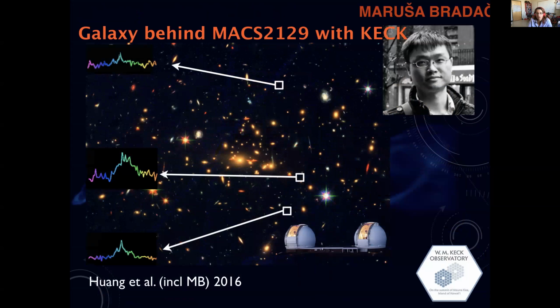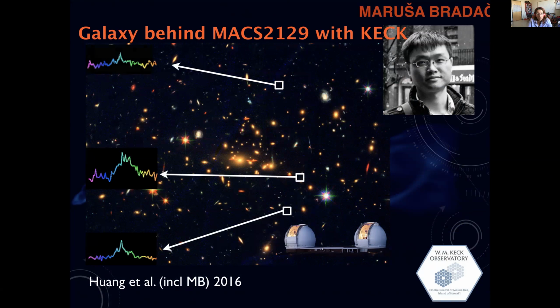And so here is a spectrum that was taken by my postdoc, and we have this multiply imaged system on the sky behind the cluster MACS 2129, and we can see the Lyman alpha here from emission from hydrogen. And because it's a galaxy that's been lensed, it's been multiply imaged, you can see 3 pictures, 3 of the same spectra, so 3 pictures of the galaxy and 3 spectra.